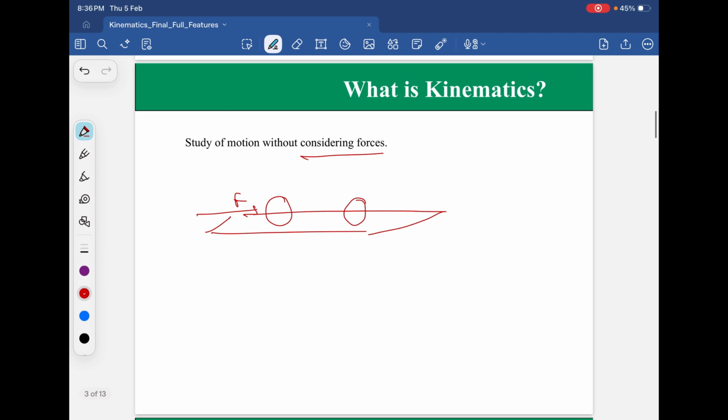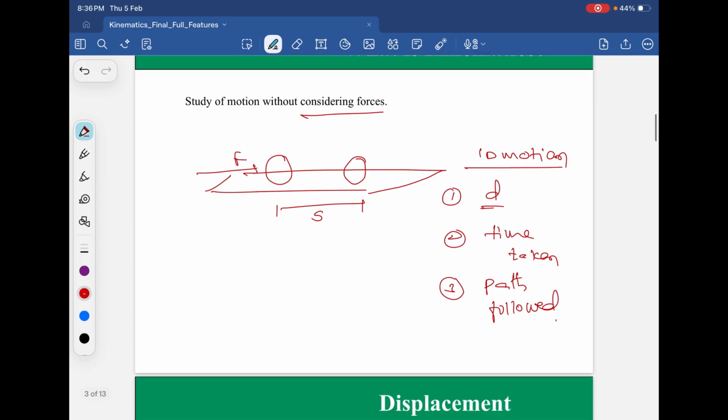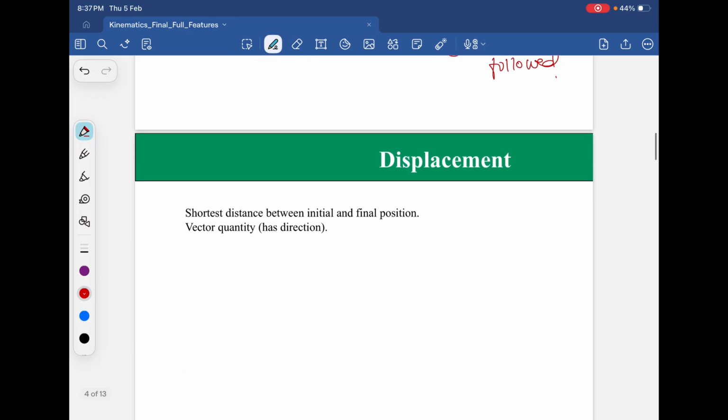We only talk about how much displacement the body has undergone, in a straight line or 1D motion, how much distance the body has traveled, how much time the body has taken, or what kind of path the body is following. Path followed by the particle, so like this kind of parameters we talk about, but not the cause of motion. The cause of motion is force. We won't talk about force, only how the body is moving, not why the body is moving. Clear?